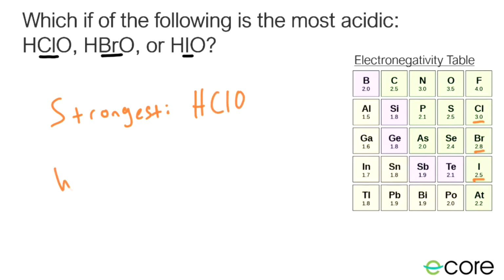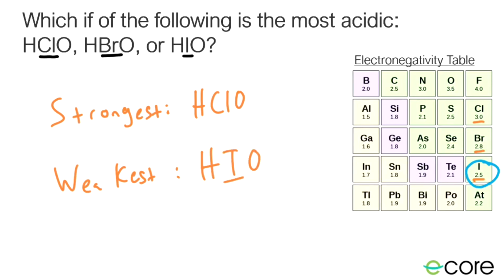For fun, I know you're going to think it's a blast, right? For fun, let's do the weakest. Which one would be the weakest? Well, exactly the opposite, the one with the lowest electronegativity, which we see here is iodine. And so the very weakest of our acids would be HIO on this list.